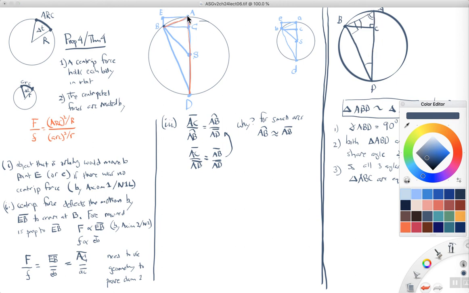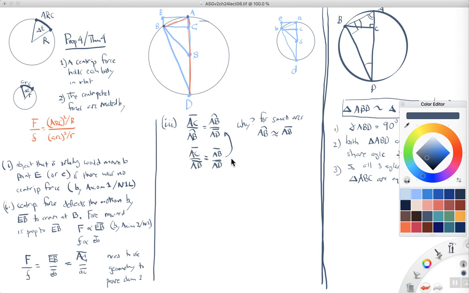Since ABC is similar to ABD, those two triangles, that implies immediately that the short length of this little triangle is to the hypotenuse in the same ratio as the short length of the big triangle is to the hypotenuse of the big triangle, which is exactly this relationship here.